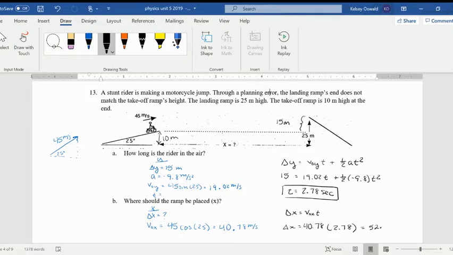And that means that our range then would be 113.38 meters. So that landing ramp would need to be placed 113 meters away from his takeoff ramp.